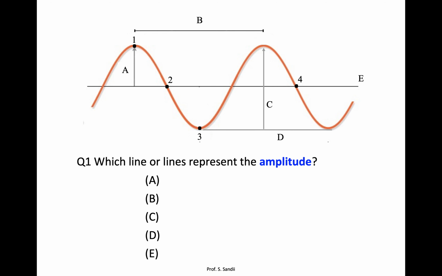So which line or lines represent the amplitude here? Remember, we symbolize amplitude with the letter capital A. We have line A, B, C, D, and we have a label E here.